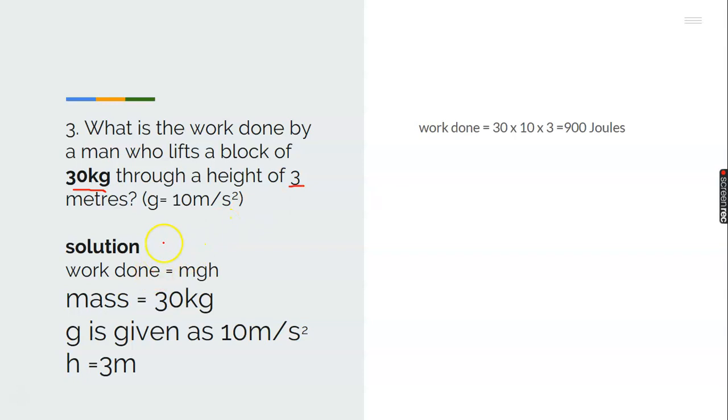So you are asked to calculate work done. Work done is what? mgh. m stands for mass, g stands for acceleration due to gravity, given as 10 meter per second squared, and your h stands for meters or distance or height, which is 3 meters. So when you put that together, mgh, 30 times 10 times 3, it gives you 900 joules. That's the unit for work done, don't forget. And the unit for force, when you are asked to calculate force, which is F equals ma, is Newton. That's the unit for force.